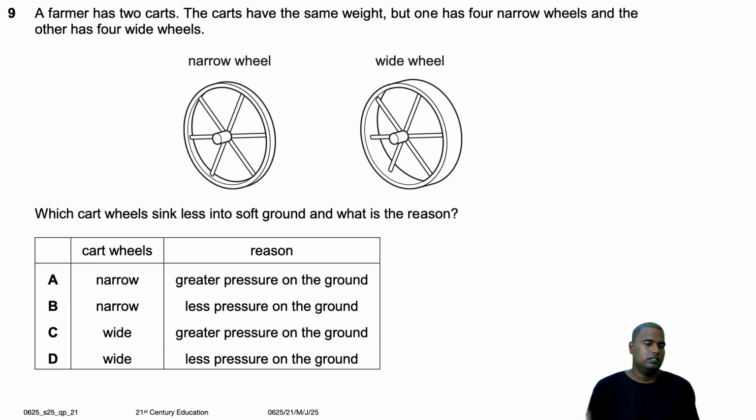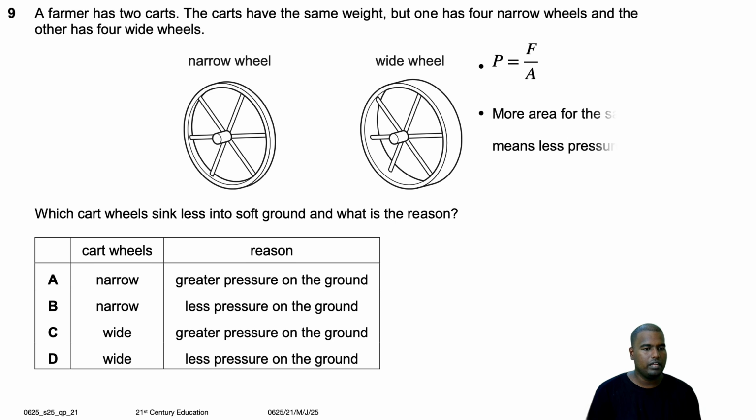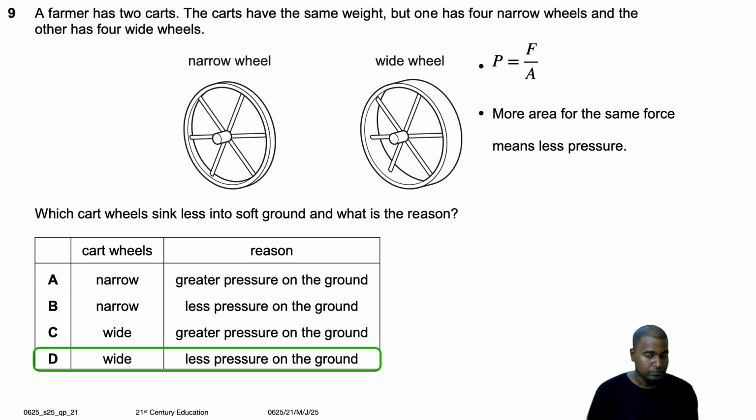Whichever exerts less pressure will sink less into the ground. Whichever has more area, wider area, will have less pressure. We know that pressure is force by area. So less area means more pressure, or more area means less pressure for the same force. So the wide cart wheels will sink less because of less pressure on the ground. So option D.